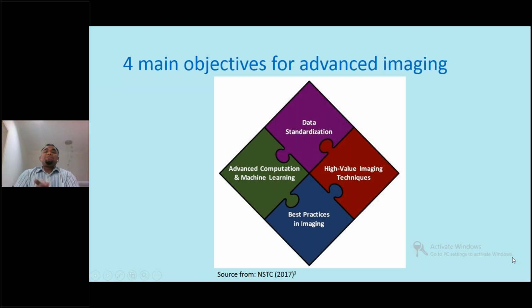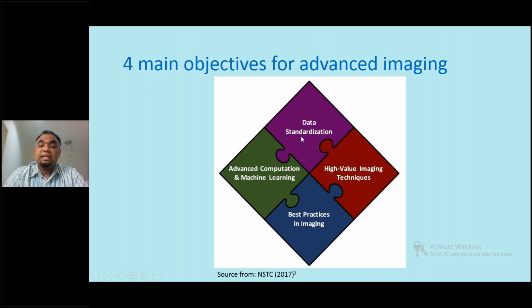This is basically to highlight the four main components or objectives of advanced imaging. As we know, nowadays they are talking about artificial intelligence, machine learning, and precision medicine. This is what falls under advanced imaging. The main objective of advanced imaging is, first of all, data standardization.